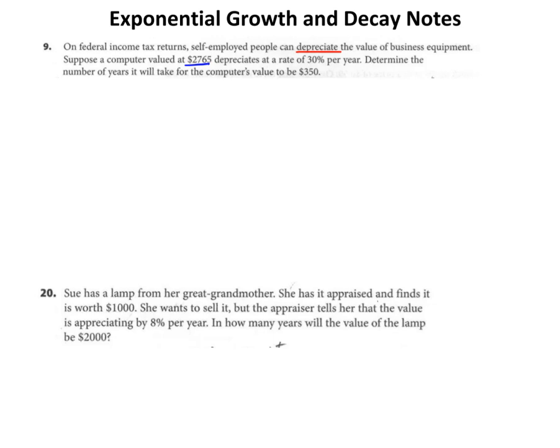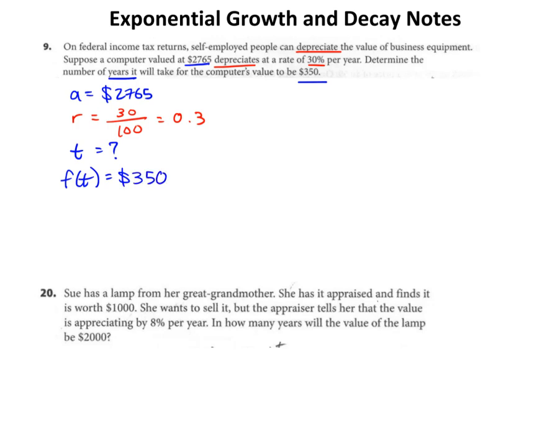Suppose a computer valued at $2,765. That's going to represent our initial amount. So A is going to equal $2,765, and this depreciates at a rate of 30% per year. So our rate in this case is going to be 30 divided by 100, about 0.3. Our goal is to determine the number of years, so that's our unknown: how many years it would take for the computer's value to be $350. So our final result, we're trying to figure out when the computer is going to cost $350.